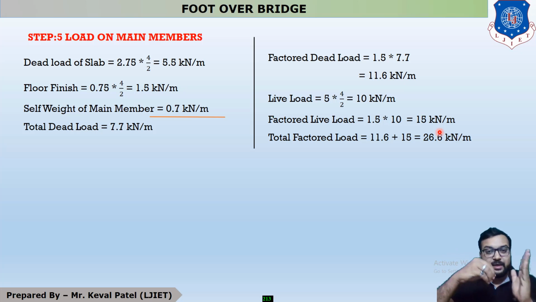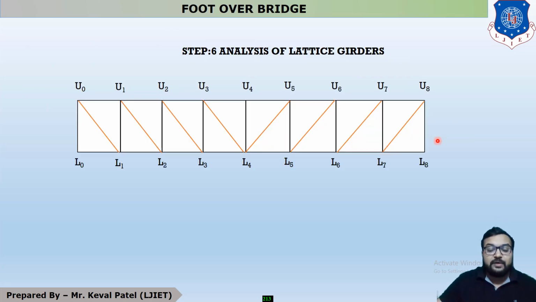But for vertical member and for diagonal member, whenever some portion is in tension and some portion is in compression, at that time you have to consider separate dead load and separate live load. Okay. Now your next step is analysis of the lattice girder.